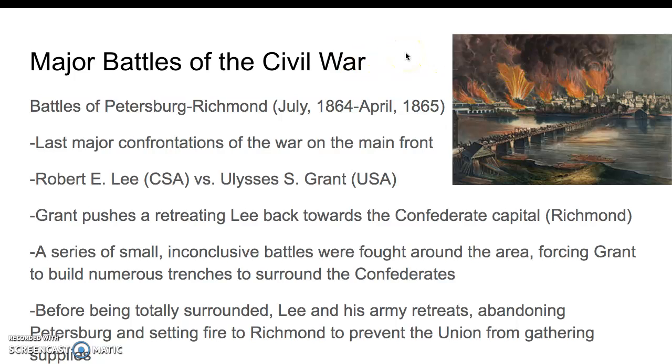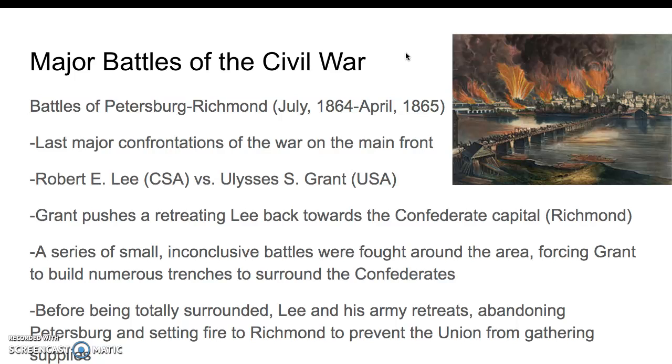Battles of Petersburg and Richmond, July 1864 to April 1865, the last major confrontations of the war on the main front. Robert E. Lee versus U.S. Grant. Grant pushes a retreating Lee back towards the Confederate capital of Richmond. A number of small, inconclusive battles were fought around the area, forcing Grant to build numerous trenches to surround the Confederates, kind of like what he did at Vicksburg.